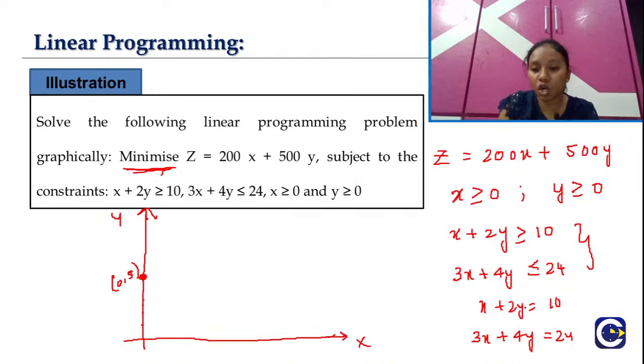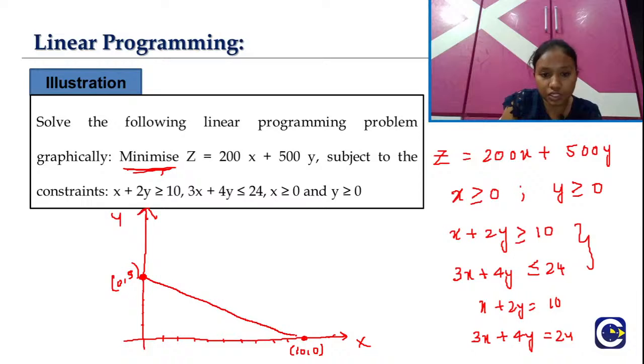Right. And what happens when y is 0? Then x will be equal to 10. That means 1, 2, 3, 4, 5, 6, 7, 8, 9, 10, somewhere here. So this is x is 10 and y equal to 0. So this is the plot of the constraint here, that is x plus 2y equal to 10.